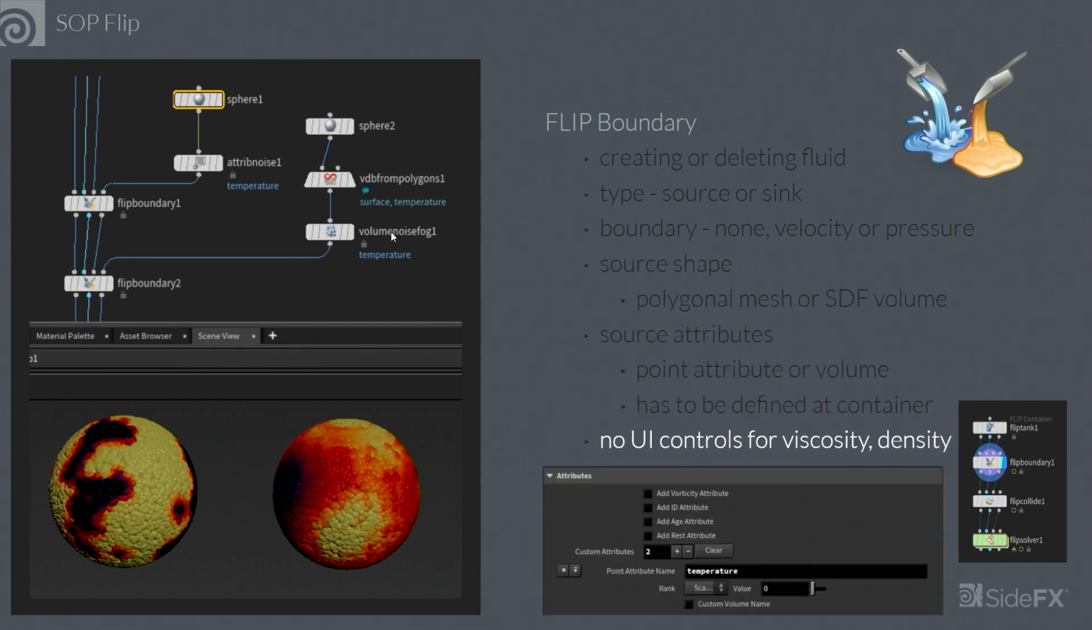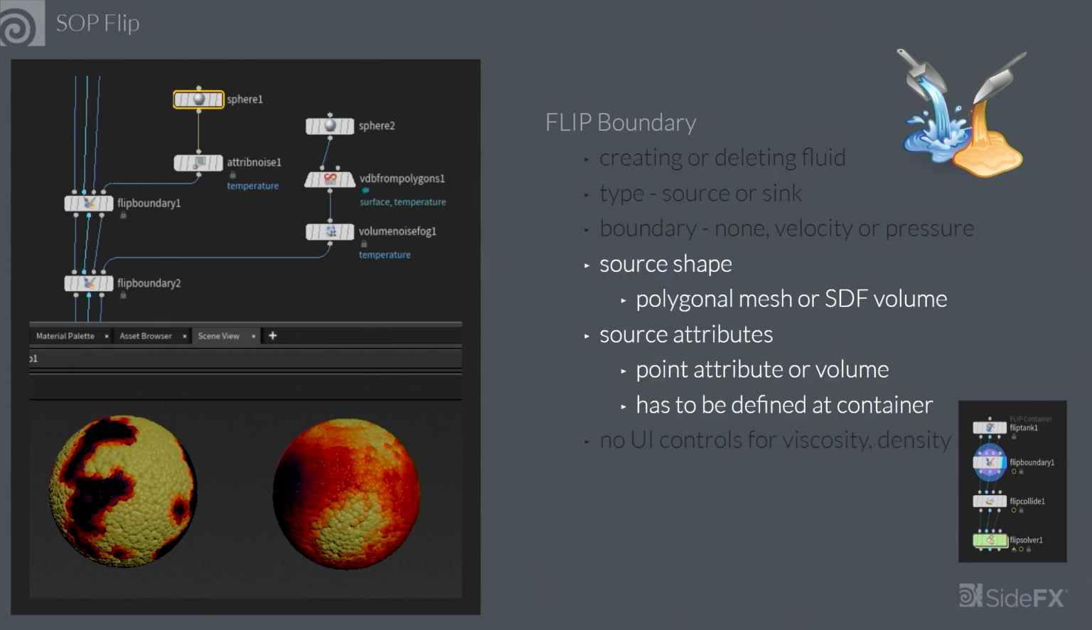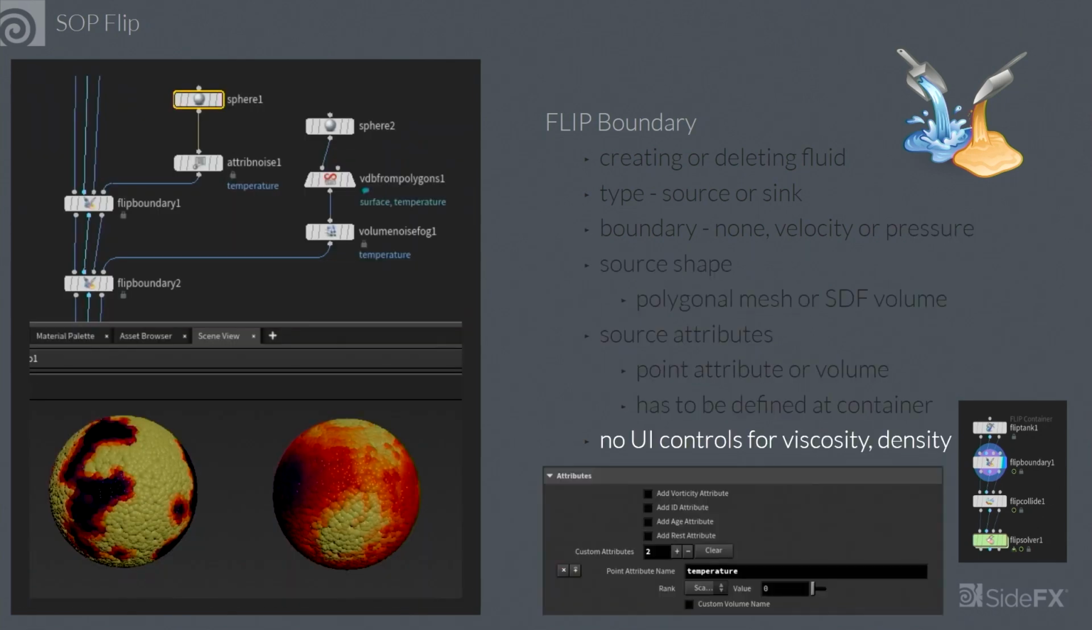Just a bit of a warning. There is more or less no UI for all these additional attributes. It's all done through the point attributes or the volumes. The only thing you need to do is specify that you want to source temperature on the container. If you do not specify it, then it will not get picked up by the flip boundary node.